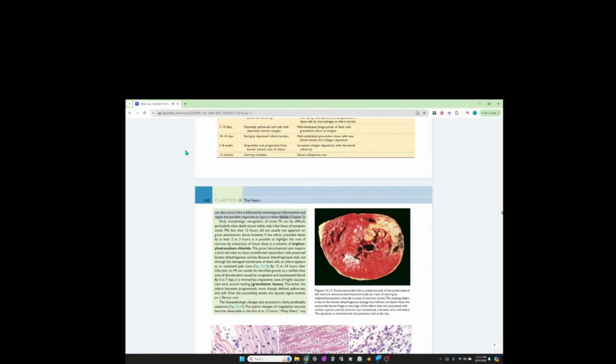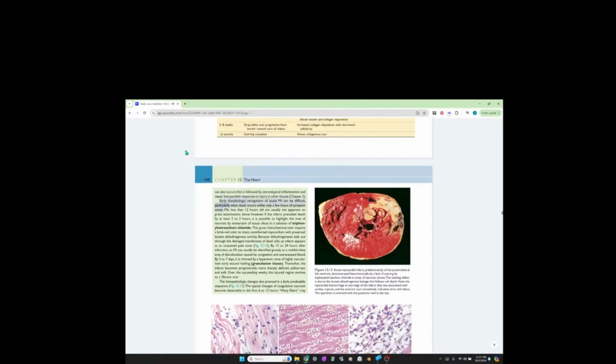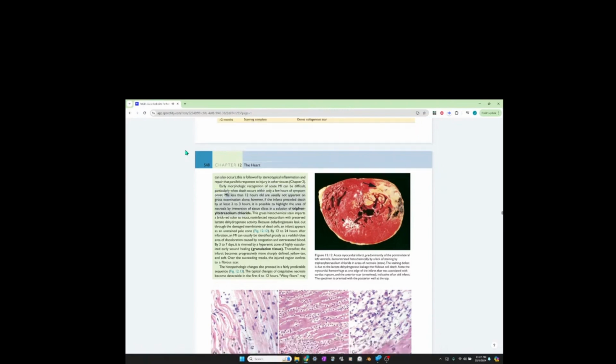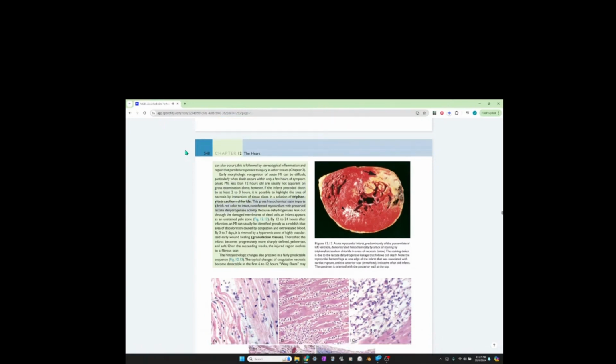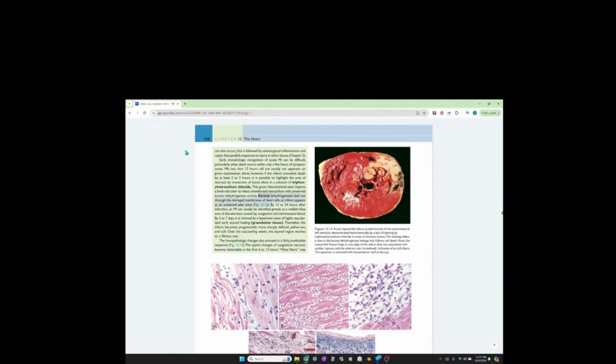Early morphologic recognition of acute MI can be difficult, particularly when death occurs within only a few hours of symptom onset. MIs less than 12 hours old are usually not apparent on gross examination alone. However, if the infarct preceded death by at least 2 to 3 hours, it is possible to highlight the area of necrosis by immersion of tissue slices in a solution of triphenyl tetrazolium chloride. This gross histochemical stain imparts a brick red color to intact, non-infarcted myocardium with preserved lactate dehydrogenase activity. Because dehydrogenases leak out through the damaged membranes of dead cells, an infarct appears as an unstained pale zone.